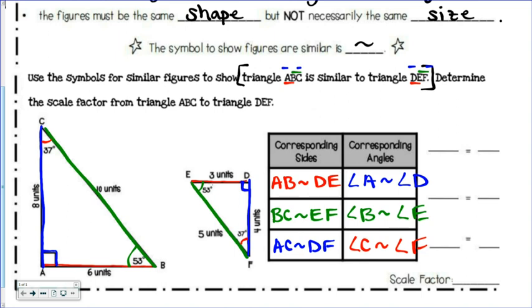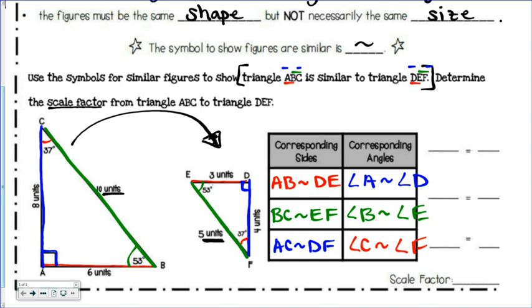If we look back, the second part says determine the scale factor from triangle ABC to triangle DEF. So you're going from the larger triangle to the smaller triangle. So you're going from ABC to DEF, okay? And they want to know what the scale factor is. So they want to know what is the ratio, or that proportion, that ratio that's set up. How do I get from triangle ABC to DEF? So let's look here. Let's look at one pair of corresponding sides. We have 10 and 5 units. We have BC is similar to EF, okay?